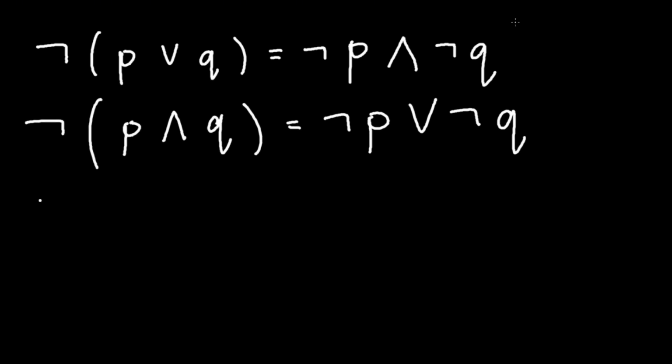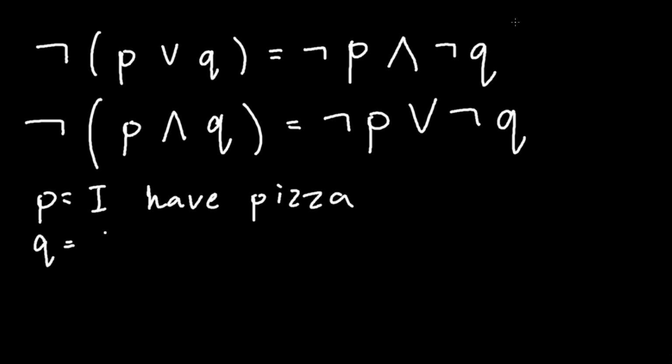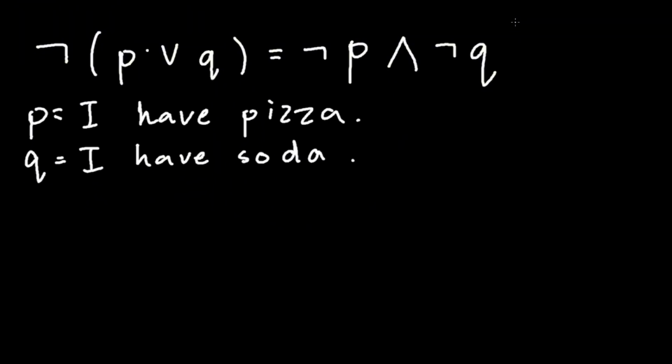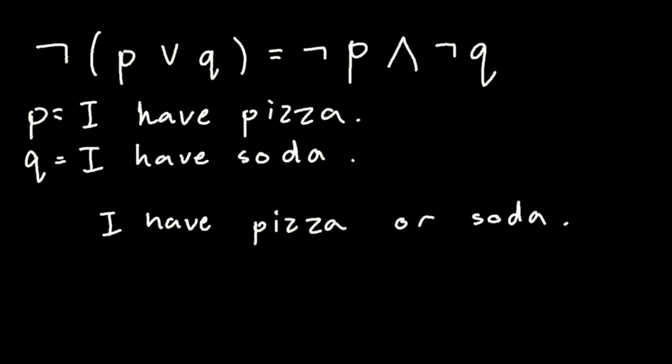So if I wanted to give you an example, let's say P was equal to I have pizza, and Q was equal to I have soda. In order to write these two statements down, let's use the first one first at the top to save some space. I would take a look at P or Q, right? The statement P is I have pizza, and the statement Q is I have soda. So let's write down P or Q first. I would write down I have pizza or soda. And we have the negation in the front, so we want to negate everything in the pizza or soda.